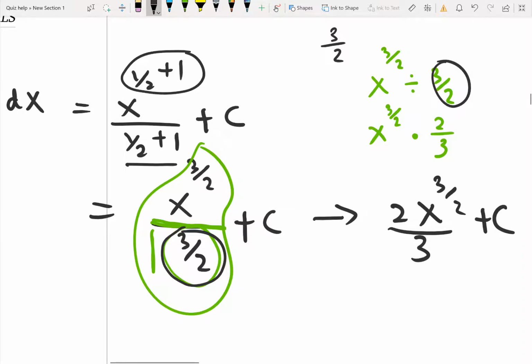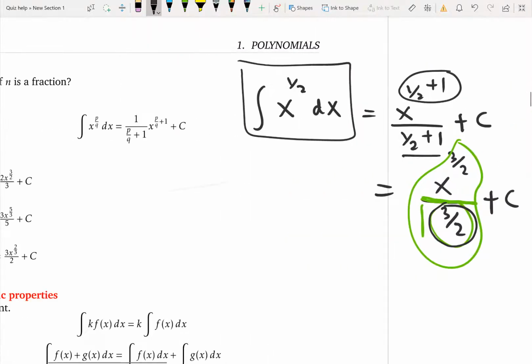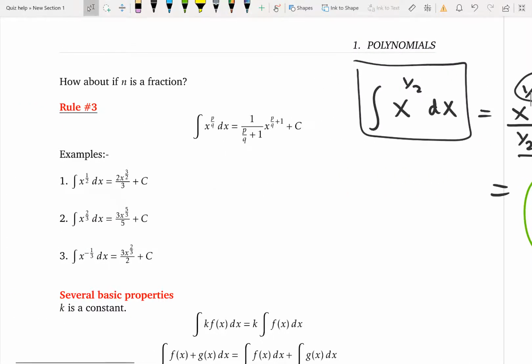Now this is very important. This is a very, very important skill, okay? When you have division, you take the reciprocal and write it in a different way. So this is the answer that you would want to write when they ask you to integrate x to the power half or any fraction, okay? This is the procedure that you should take when you have a fraction as a power.